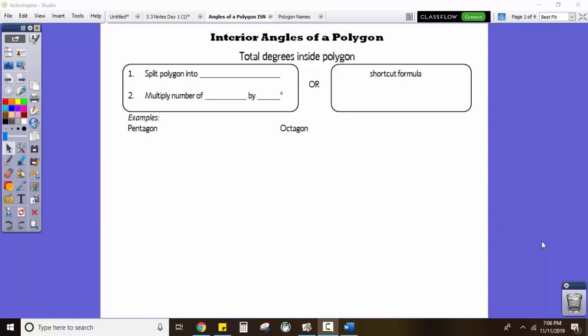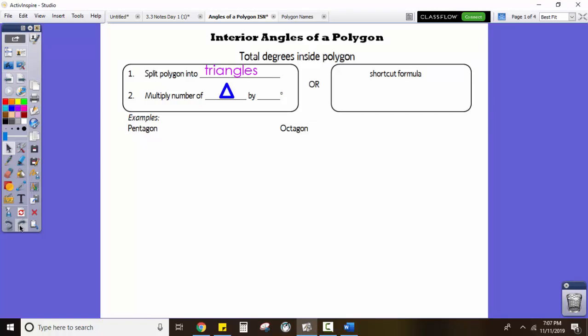Okay, we're going to make a quick foldable here for the interior angles of a polygon. So you're going to want to find this sheet of paper and follow along so that you have something to reference in your notebook. Remember, it's a good resource for a unit test that you'll be able to look back on. So there's two ways that you can find the degrees inside a polygon, which is any shape with any certain number of sides. The first method is to split the polygon into triangles.